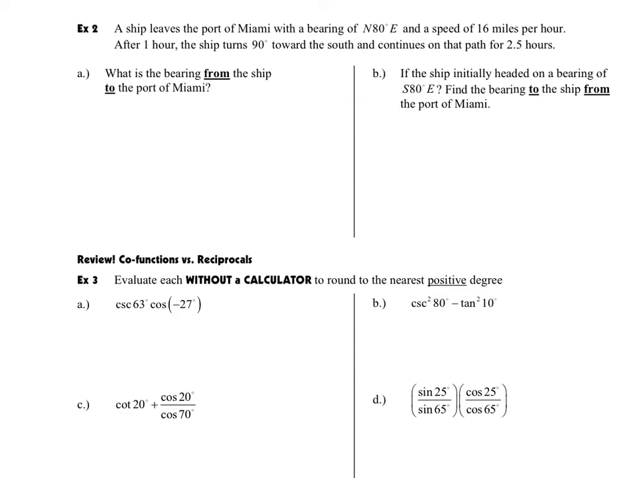All right, on our first example here, we've got a ship leaving the port of Miami at a bearing of north 80 degrees east. So when we go to draw that, and knowing that that angle is 80 degrees, and the angle has to be formed between the vertical and the horizontal, I'm going to draw this nice XY axis, and that angle, that 80 degrees, is going to be almost directly due east. So this angle right here is going to be our 80-degree bearing angle. It says that it's traveling at a speed of 16 miles an hour for 1 hour. So our initial leg of our trip is going to be 16 miles.